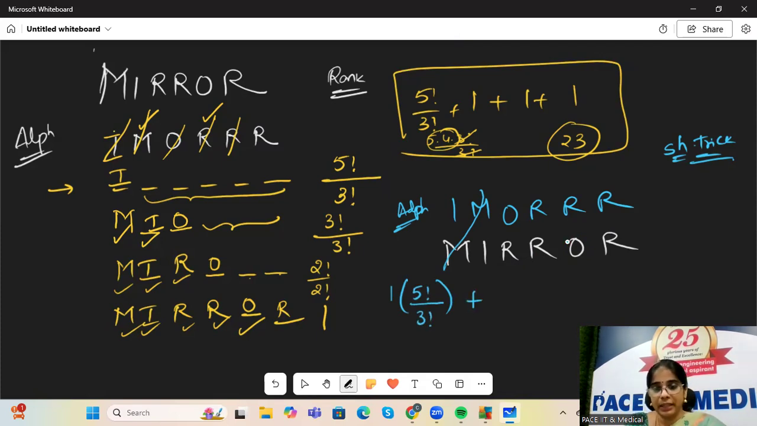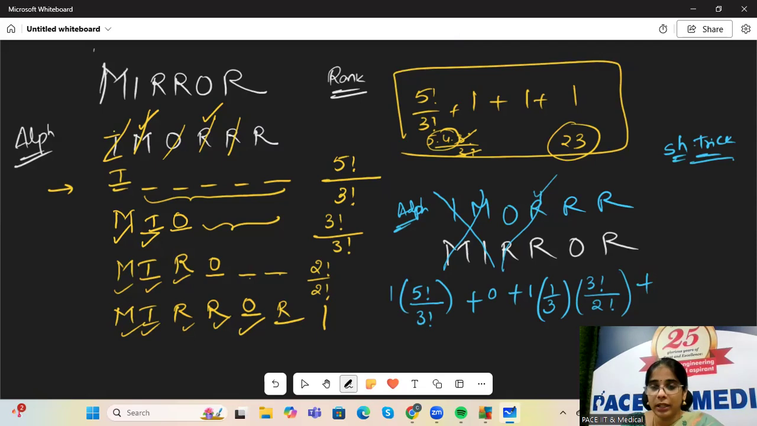Clear? Next, plus cutting I with I. Cutting I with I, there is nothing left there. So you can just take 0 into anything. That's fine. I'm not writing that there. Plus now cutting R with R. When you're cutting this R with that R, you just have 1 letter left. That is 1. And this cutting, how did you do that? 1 R is cut out of how many R's? 1 R is cut out of 3 R's. So it is 1 by 3 is what you have to take. You have cut 1 out of 3 R's. And after this R cutting, you have 3 letters. That is nothing but 3 factorial, out of which 2 are repeated. Hence it is 2 factorial. Right?